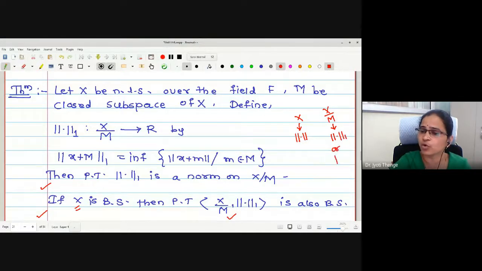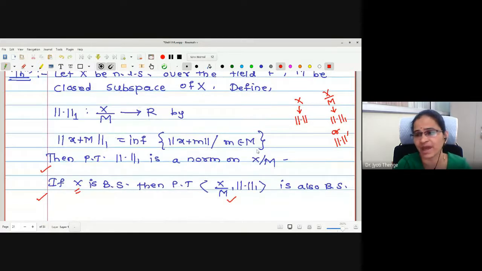Okay. In some books it was used with norm dash also, just to make it different from this norm defined on X, right? Norm 1, norm dash, norm star, anything one can take. Therefore, what is norm 1 defined? Norm 1 of X by M, because the nature of element in this set X by M, a quotient space, is a coset, right? Now, coset of M. Therefore, this is of the type norm 1 of X plus M is defined to be infimum norm of X plus m for all m in M.